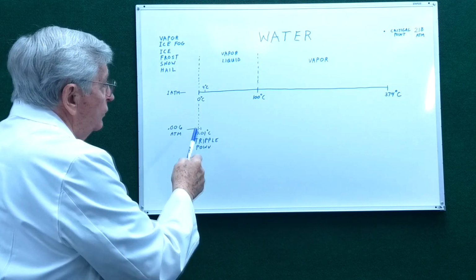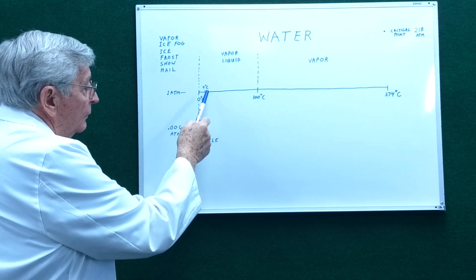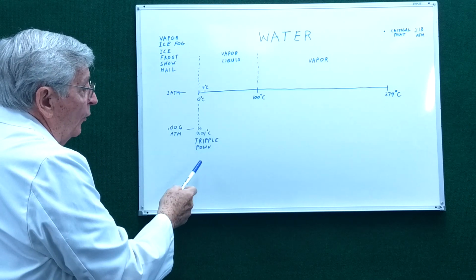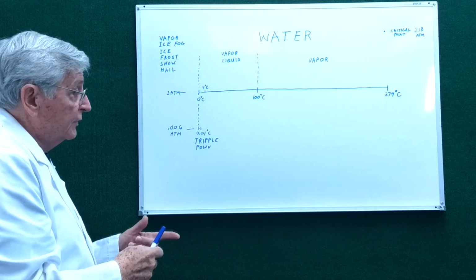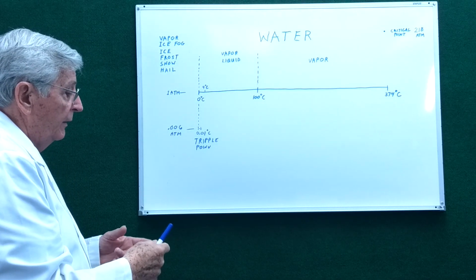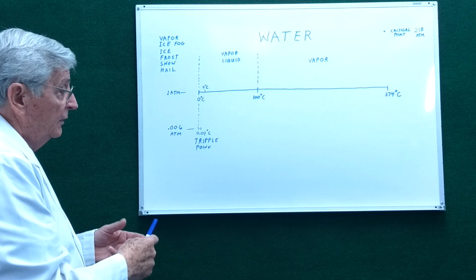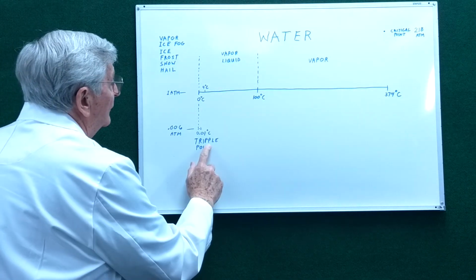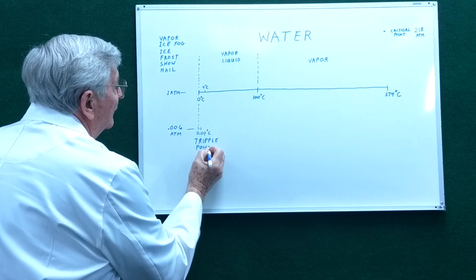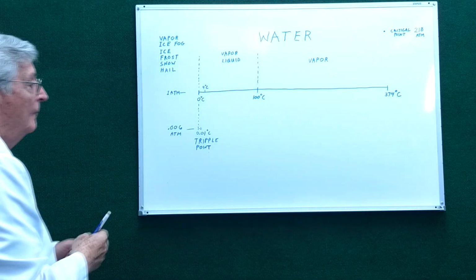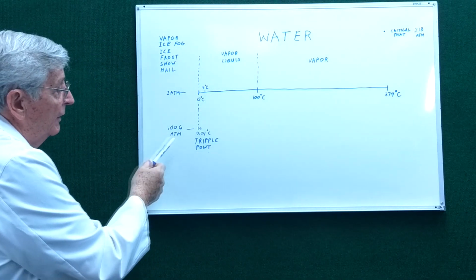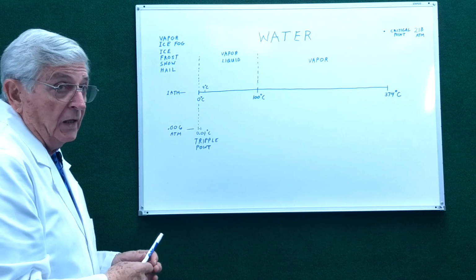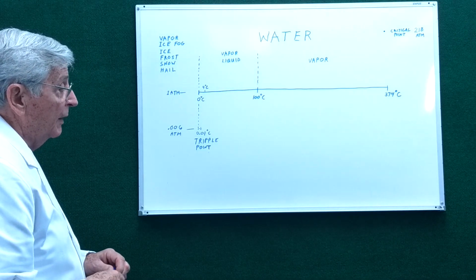Now, there's two very interesting points right here. This point is called the triple point, where water can exist as a liquid, a vapor, and a solid at the same time. Triple point of water. And that happens at a very low pressure and at 0.01 degrees C. And that's actually used as a calibration point for temperature instruments.